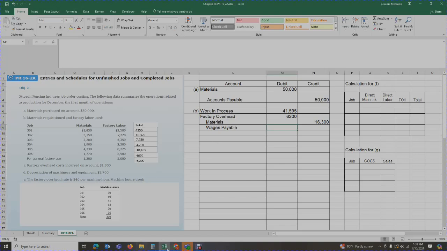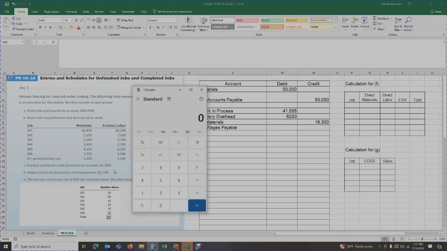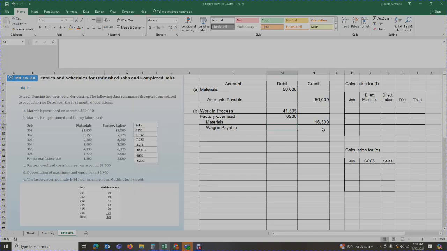So we're going to get our magical calculator out once again, and we're going to add our labor. 2,500, 7,220, 5,350, 2,300, 6,225, 2,900, and 5,000. We're going to add all of our labor because our employees worked, so we have to pay them $31,495.